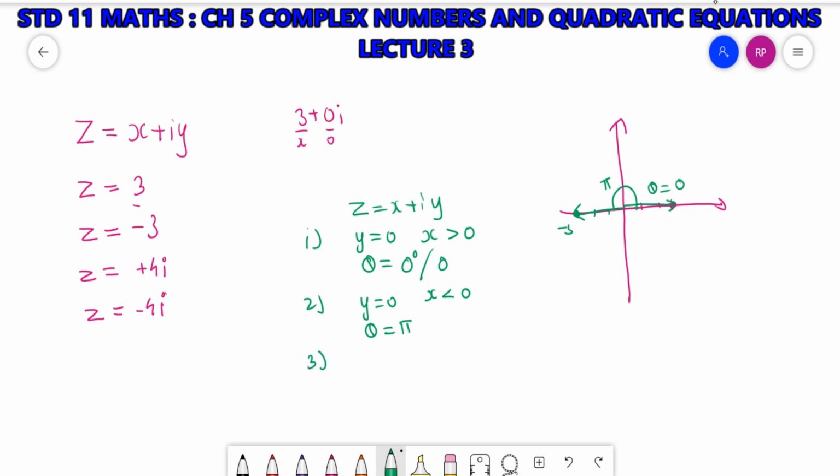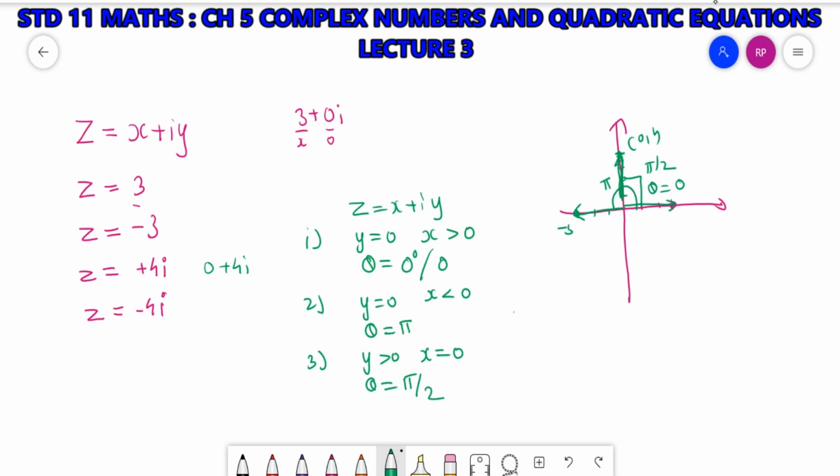Third one, plus 4i. Plus 4i means 0 plus 4i. So x is 0, y is 1, 2, 3, 4. This will be our complex number, the point (0, 4). Now what is the angle? Pi by 2. So when y is greater than 0 and x is equal to 0, theta is equal to pi by 2.